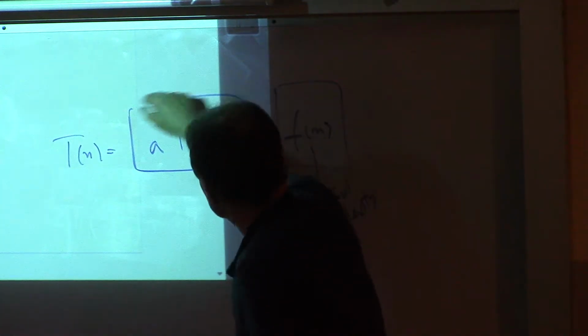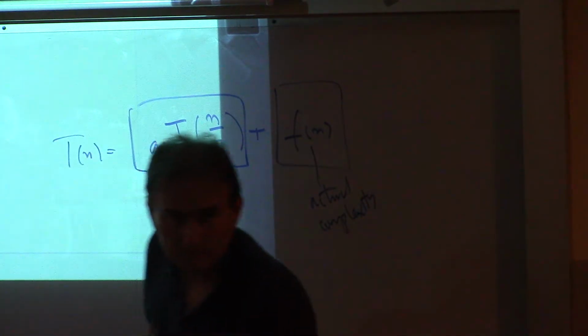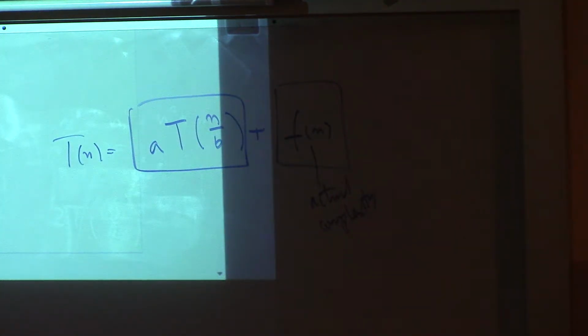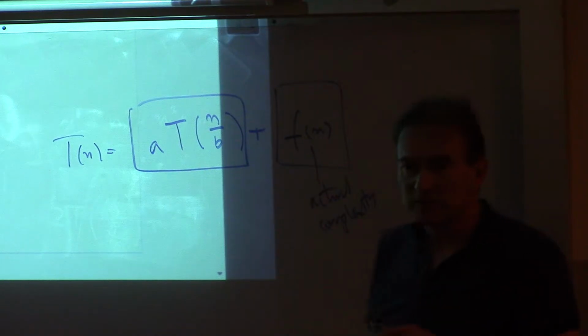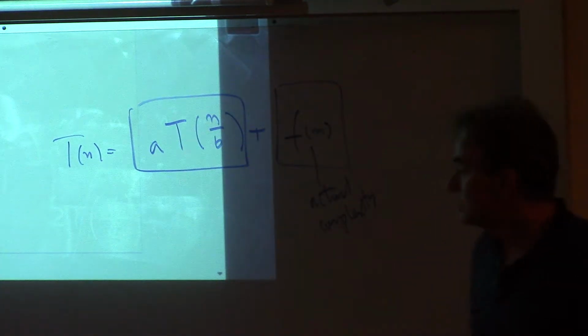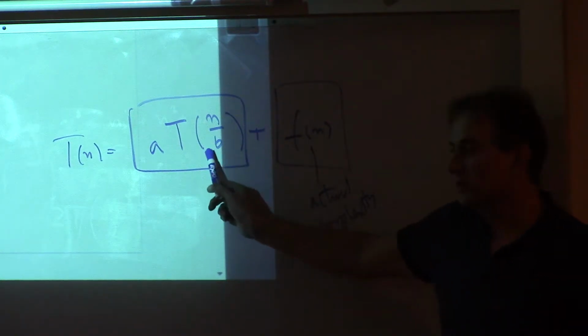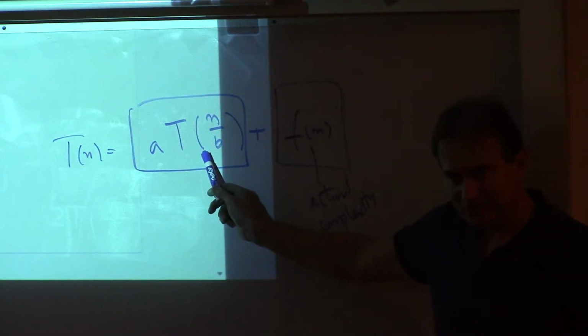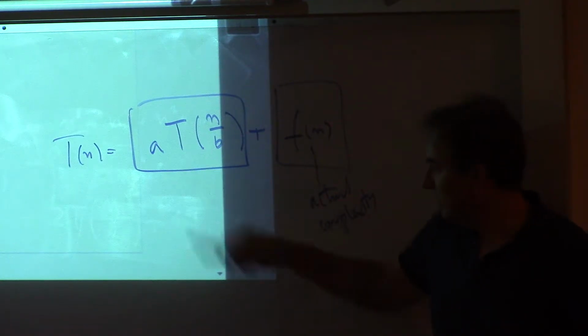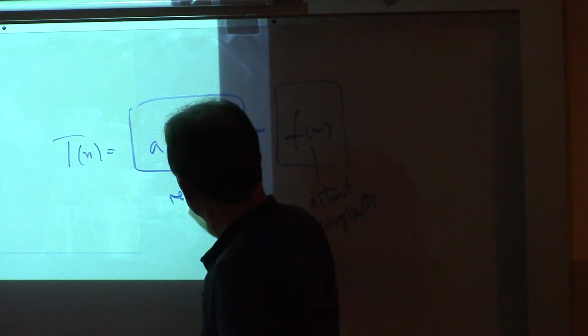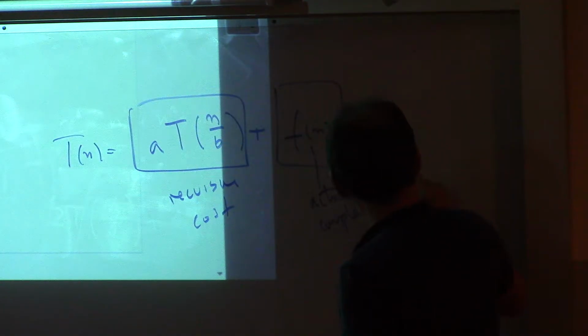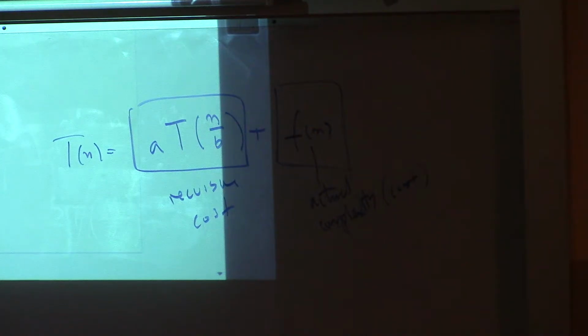And if this is the actual complexity, then what do you think we're going to call this? If this is the actual complexity, what is this? Or sometimes I use a different word. I say actual cost. So this is the what kind of cost? Recurrent cost. Or recursive cost. So you can think of this as a recursive cost. And you can also think of this as the actual cost. Okay?